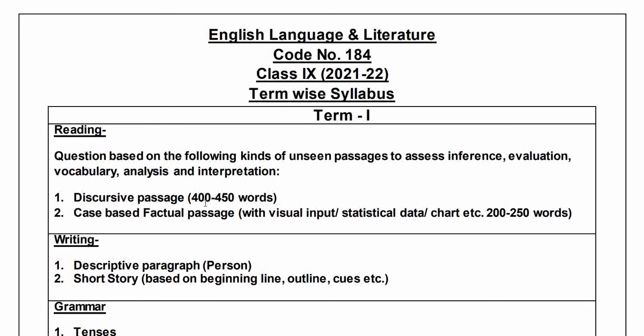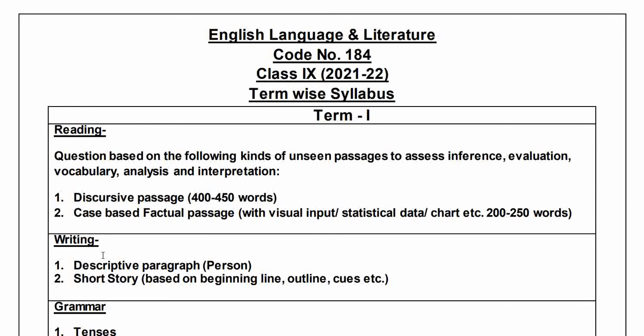Discursive passage, the word limit will be 400 to 450 words, and then a case-based factual passage with visual input, that means some statistical data, some chart, tabular information will be given, and the total word limit should be around 200 to 250 words, including the statistics and the passage. The students are expected to combine the information, infer, deduce, and then respond to the MCQ questions.